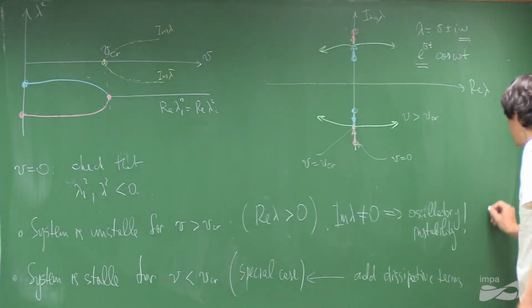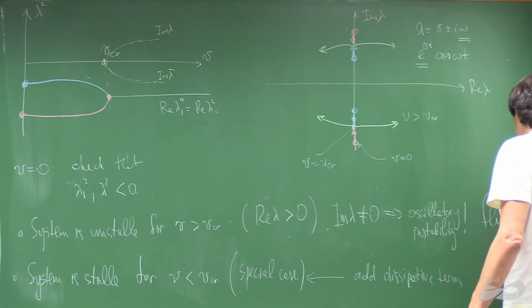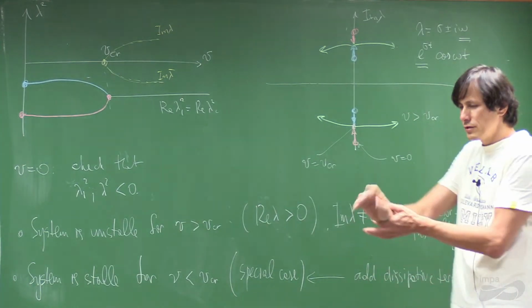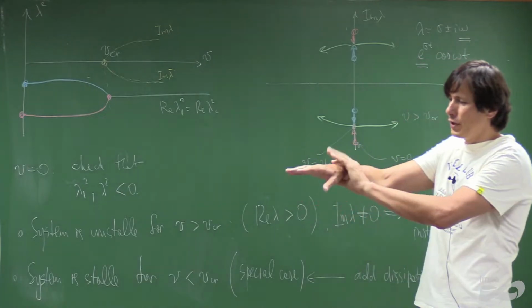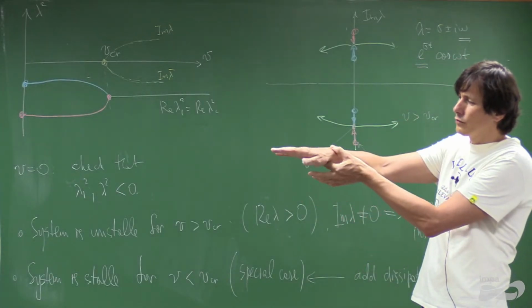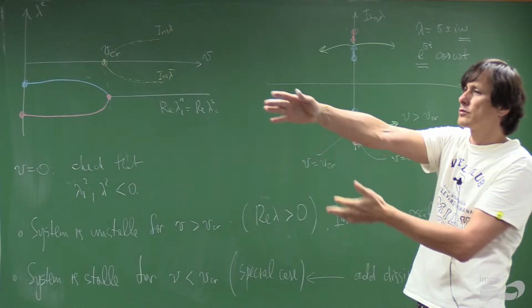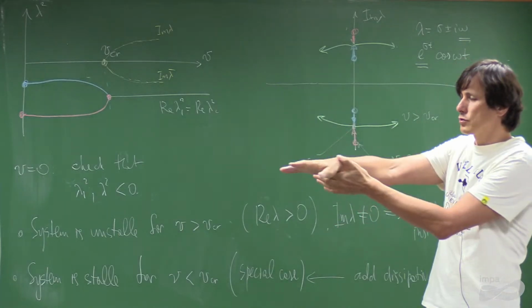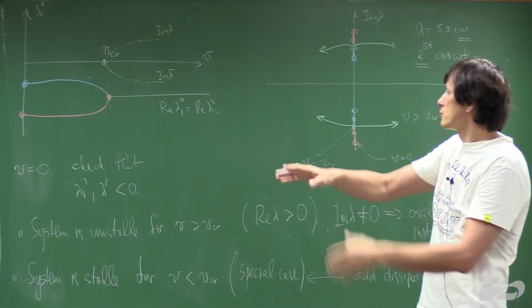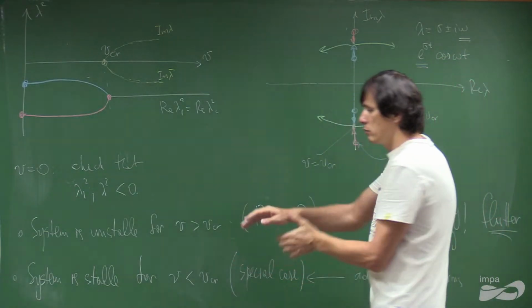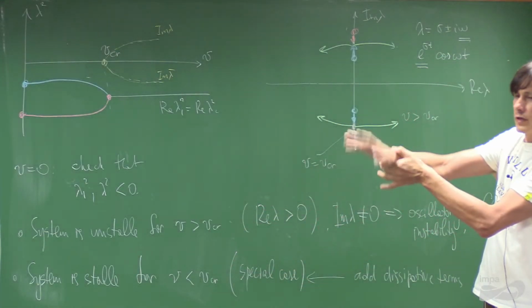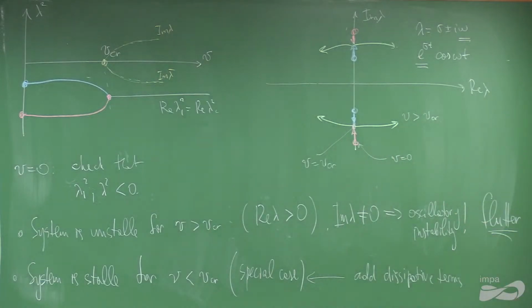So this is flutter. This is why we see leaves. If the wind is not strong, leaves just stay calm, as we see here. There's always wind, so they don't move. But if the wind passes through some critical value, you will see that the leaf starts oscillating.